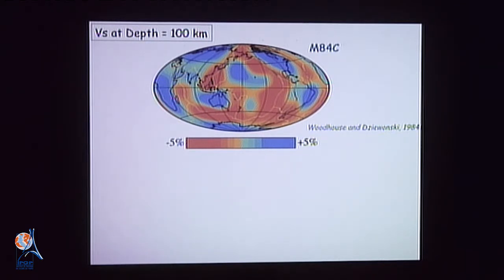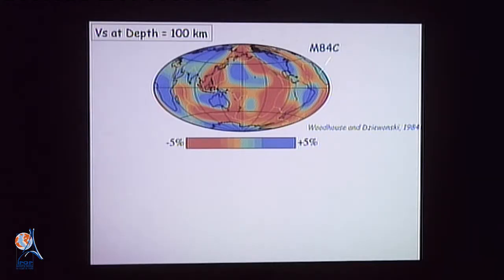Red colors mean that the shear velocity is lower than average. So interpreted very naively, this means hotter regions than average. And blue colors mean faster than average velocities, that is colder than average. What is striking in this figure is that the main tectonic units are already present, reflected in this map at 100 kilometers depth.